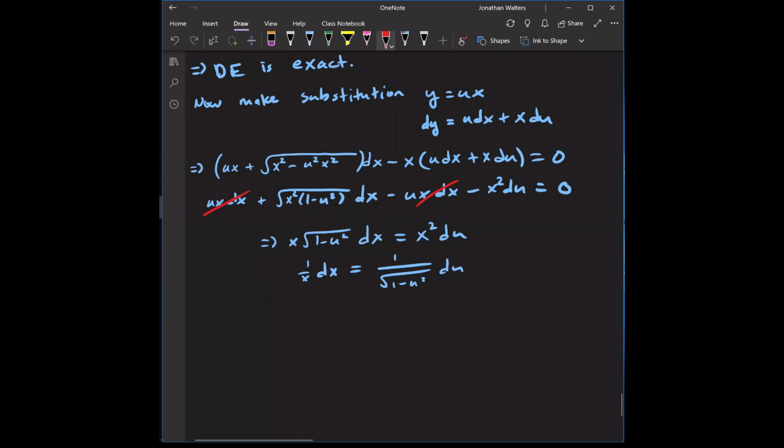And now integrate both sides. On the left, integrate with respect to x. On the right, integrate with respect to u. Natural log of absolute value of x equals, what's the antiderivative of 1 over square root of 1 minus u squared du? I need somebody to type it in the chat quickly without Googling it.